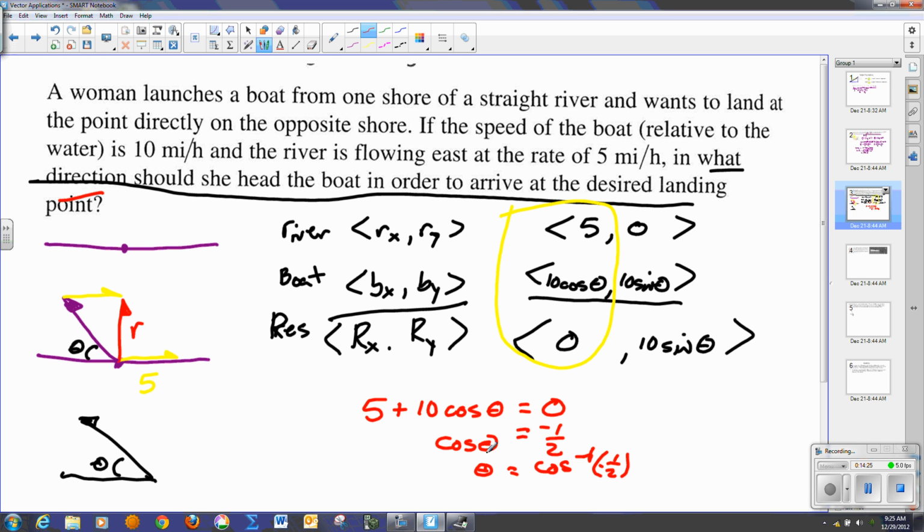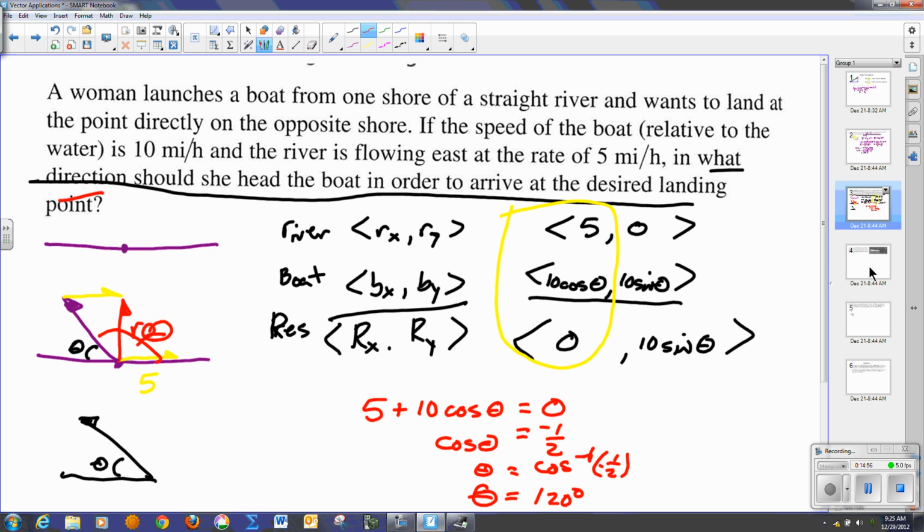and I end up with theta equaling 120 degrees. So instead of this angle right here relative to the west, they've given me the angle relative to standard position, which is fine. All right. So I'd have to head at 120 degrees of east in order to get straight across the river, which makes sense.